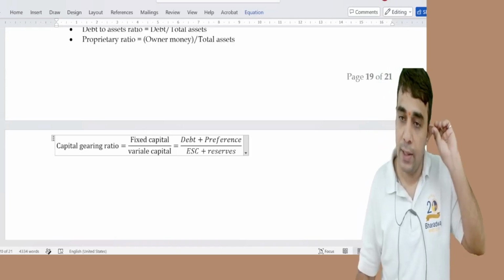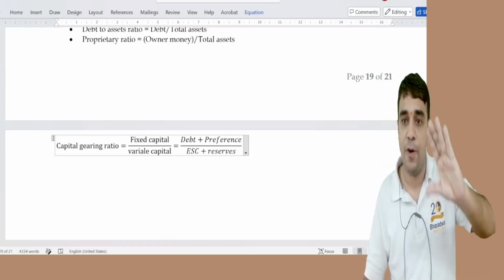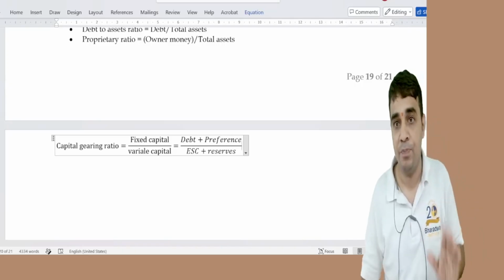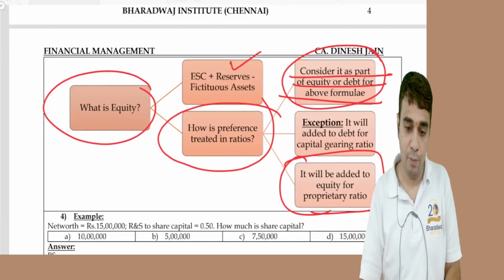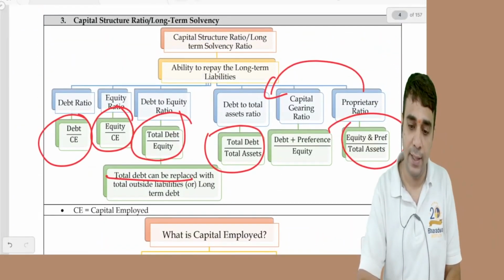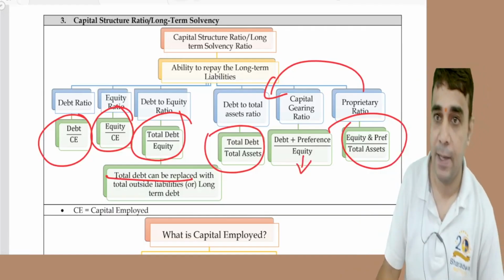So the formula is what? Debt plus preference by equity plus reserves. The real formula is called fixed capital by variable capital. Now maybe you can write the other formula if you want to remember it easily, but the real one is fixed capital by variable capital.